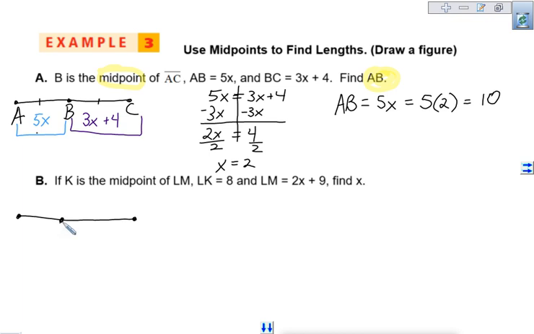And what are the endpoints of this segment? L and M. Where does that K go? Exactly in the middle, because we have a midpoint. And because we have a midpoint, what else can we mark? Those tick marks to remind us that those two sides are equal to each other. Now we know LK is 8. And we know that LM is 2x plus 9.